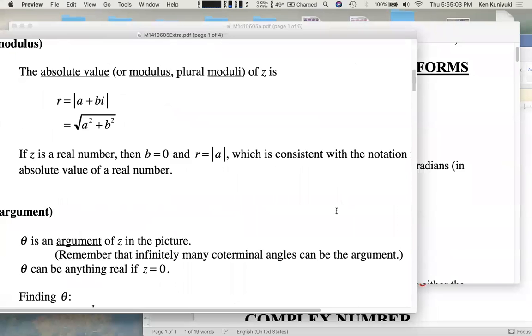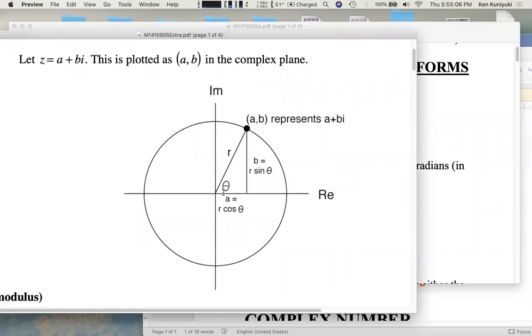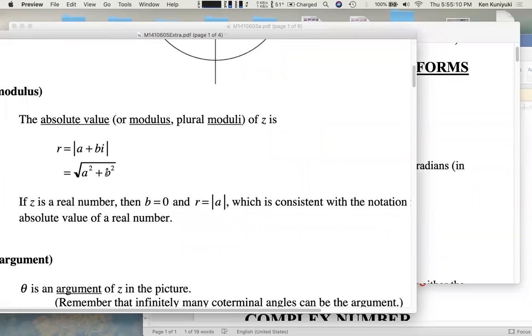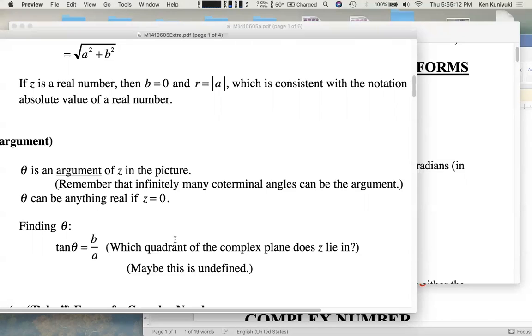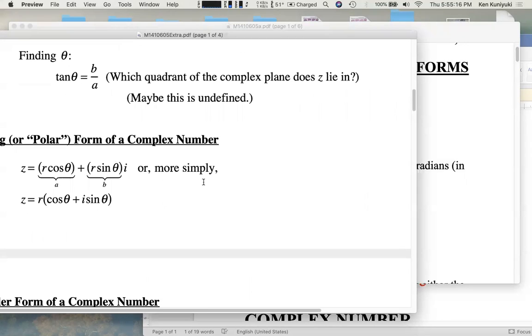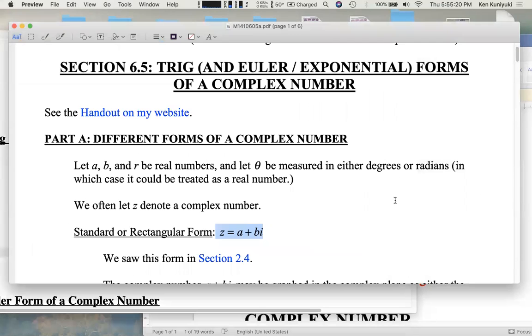Okay. r is sometimes called the modulus. Theta is sometimes called the argument. Okay, r is from the Pythagorean theorem, right? For theta, there's a tangent relationship. So it's a lot like 6.3, okay? Again, I have a supplementary handout on my website with this stuff.